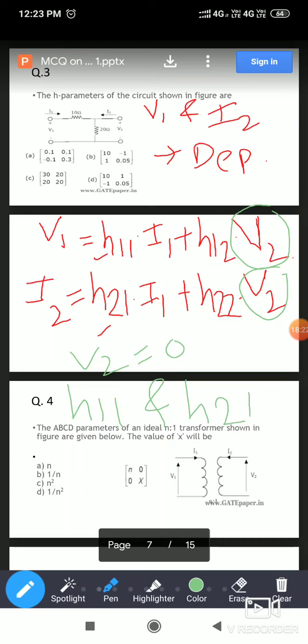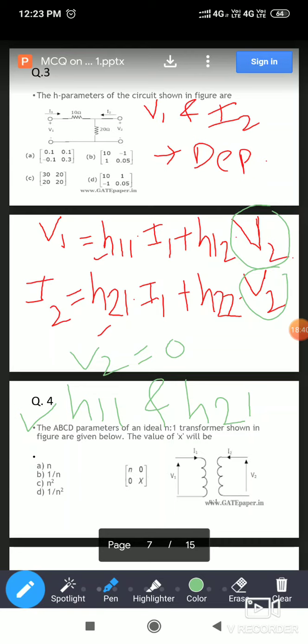Okay. So H11 and H21, if you are observing the circuit and the options, everywhere there will be different values. So it is sufficient to find out H11 and H21 to get the answer to this question.